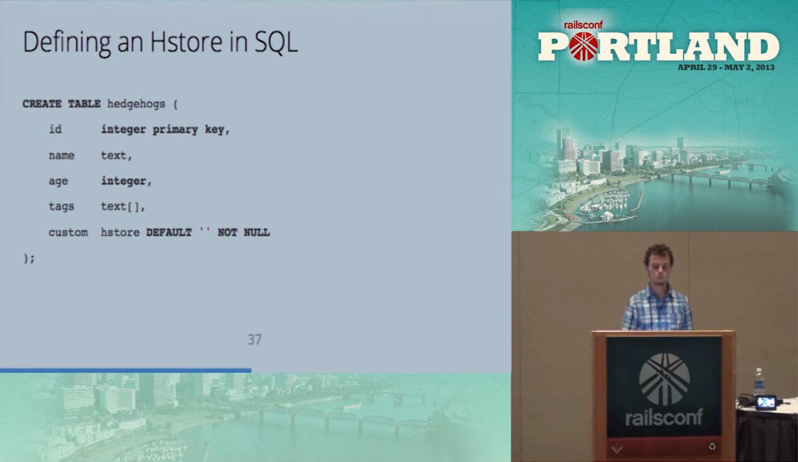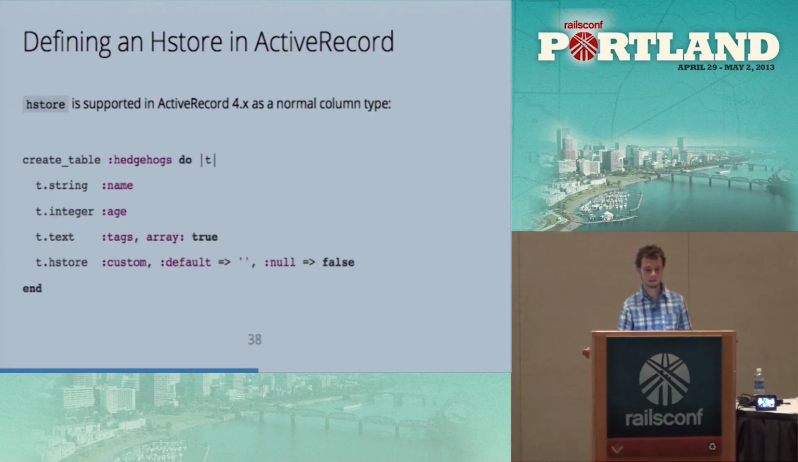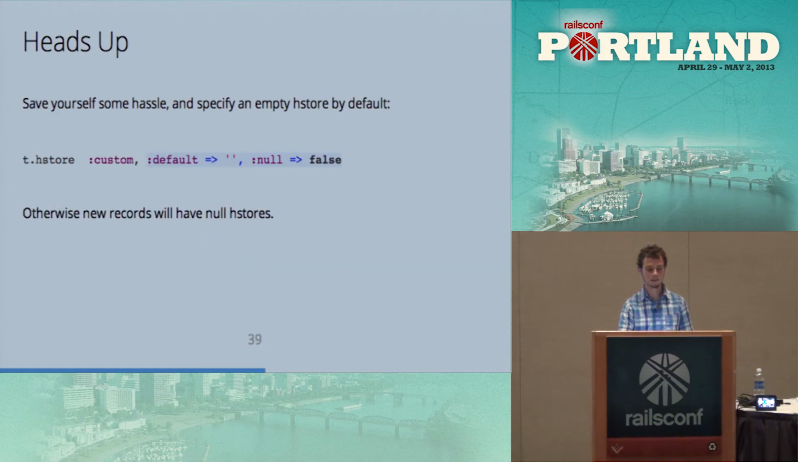So for this example, we're going to now have a custom column. It's just going to be an hstore. It's just a column type. Just so you can see it in ActiveRecord. Here it is again. hstore, normal column type in ActiveRecord 4. So you can do like t.hstore. Pass it its name and some options. Specifically, those options are important.